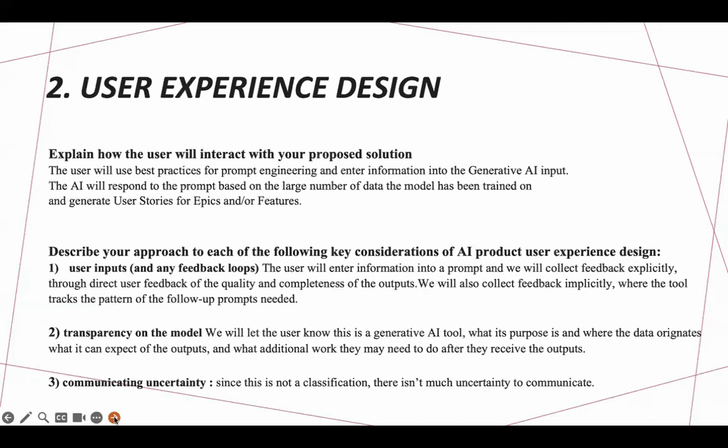Describe your approach to each of the following key considerations of AI product user experience design. Number 1, user inputs and feedback loops. The user will enter information into a prompt, and we will collect feedback explicitly through direct user feedback of the quality and completeness of the outputs. We will also collect feedback implicitly, where the tool tracks the pattern of follow-up prompts that are needed.